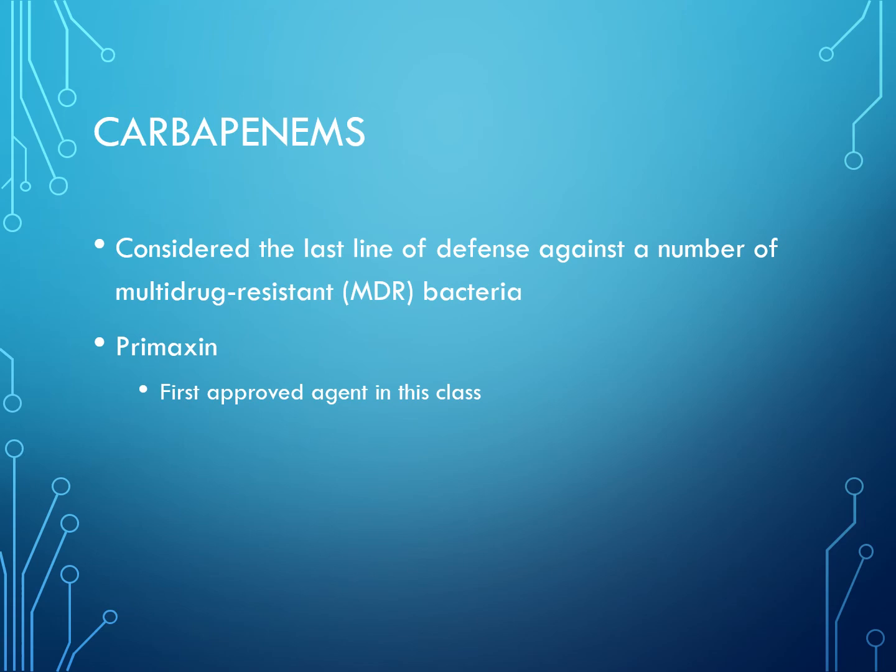Next up are the carbapenems. These are considered the last line of defense against a number of multi-drug resistant bacteria. Primaxin is going to be the first approved agent in this class. Other carbapenems are going to be meropenem, ertapenem, and doripenem.